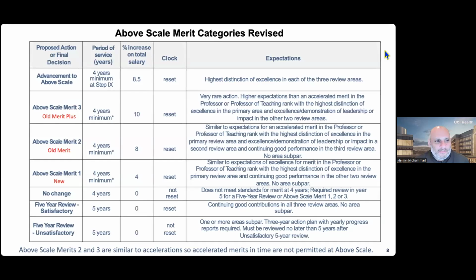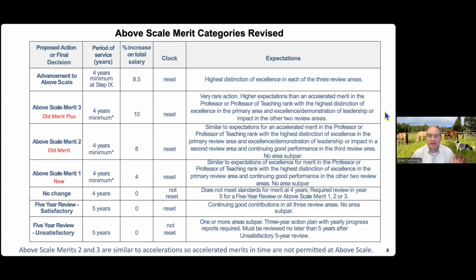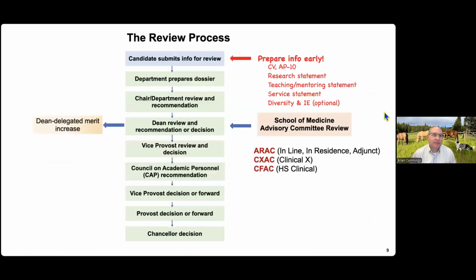So above scale, this has changed in the last year or so. Basically, above scale is now set to a specific number of years that you have to be at a various above scale step. And then if you go to the next step up, you're getting a fixed salary increase. This will be on the website. I'm not going to cover this in detail tonight because it affects a very small number of faculty. But just know that the above scale series has now been changed to having steps above scale, basically.